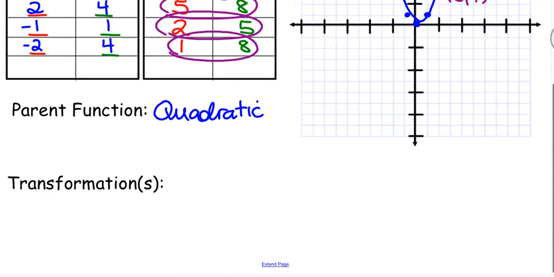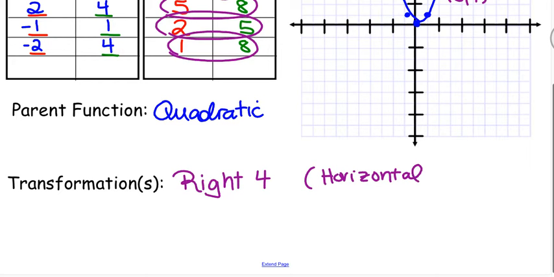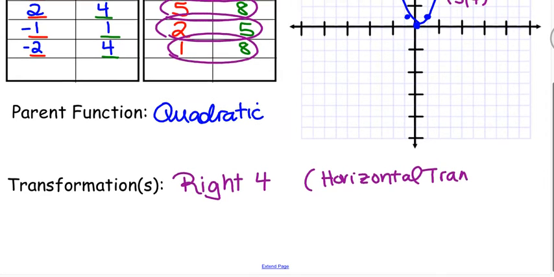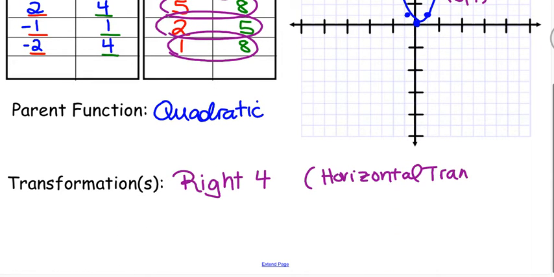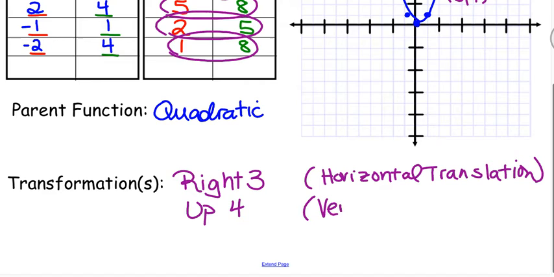All right, so I do want you to identify your transformations. So in short, you're going right 4, so the horizontal translation. Actually, that was right 3, wasn't it? Sorry, right 3. And then the other one is up 4, so that's a vertical translation.